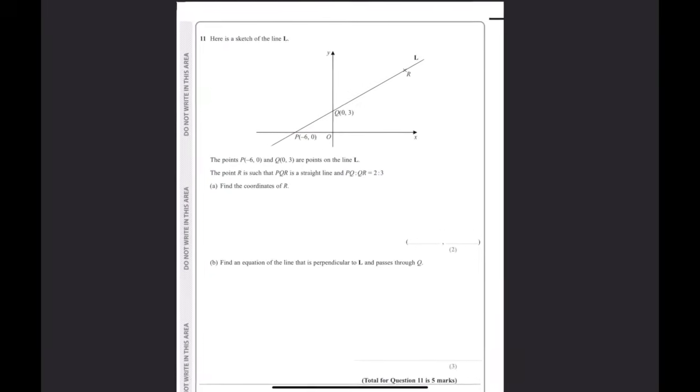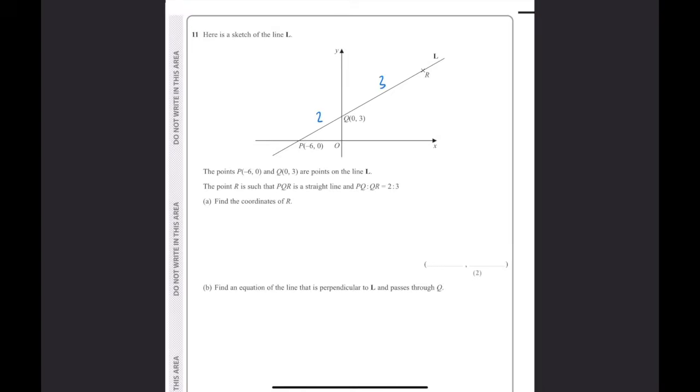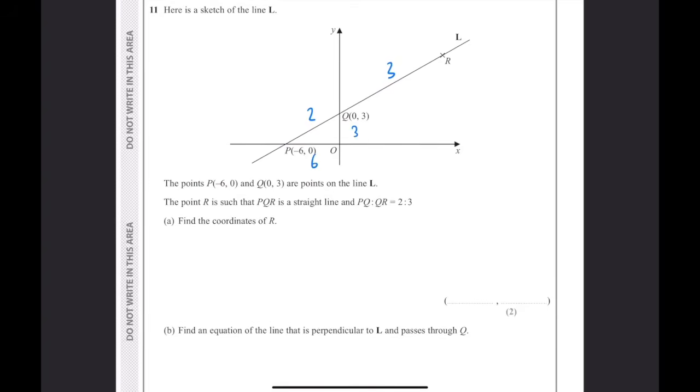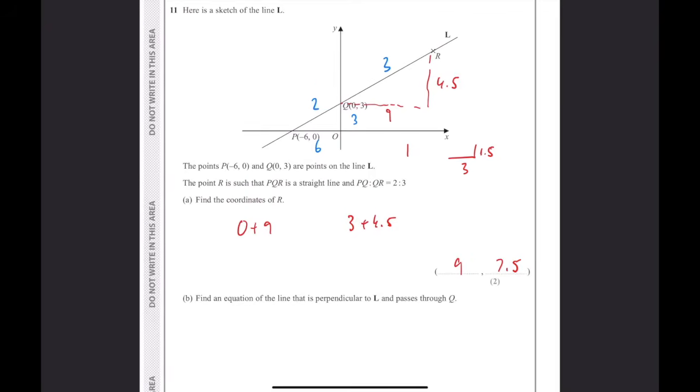Okay, so here we have ratios on a straight line. We know that this is 2 and this is 3. So using the ratio, we know that there is a difference of 6 across the bottom and 3 going up. So if we scale that down to one part of the ratio, that must be 3 across and 1.5 up. So if we triple that, going across the bottom and up the side, we're going to have 9 and 4.5. So the coordinates of R are going to be 0 plus 9 and 3 plus 4.5, leaving us with 9 and 7.5.